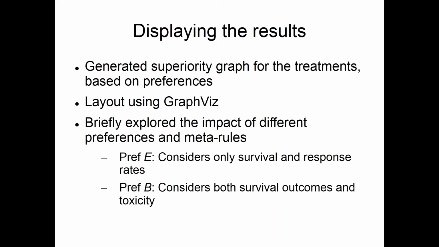So when we looked at the effectiveness preference, we were only really interested in survival and response rates. So any outcome that improved either overall survival or response rates beat any other argument, whereas the balanced preference was about considering both survival outcomes and toxicity. And we use these really just as an exemplar of what you can do with the system.